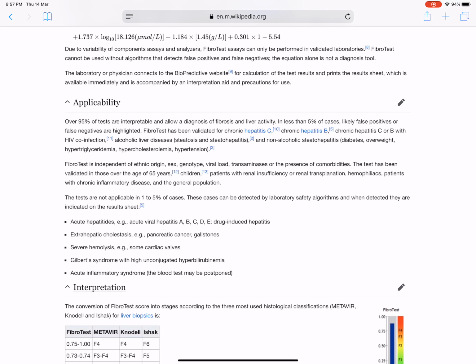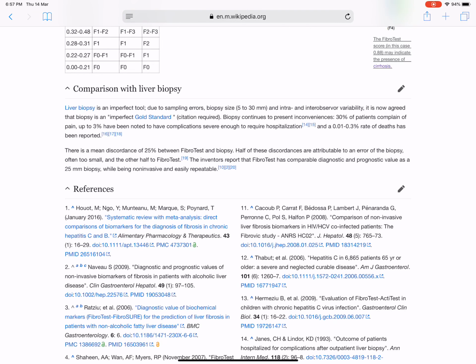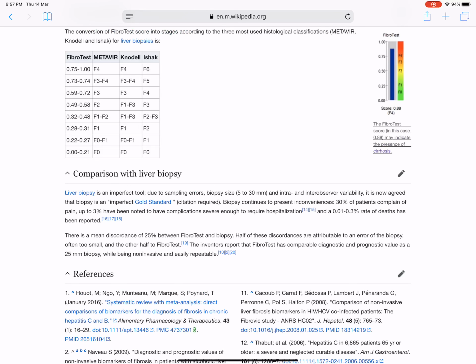Interpretation. The FibroTest score, in this case 0.88, may indicate the presence of cirrhosis. The conversion of FibroTest score into stages according to the 3 most used histological classifications, METAVIR, Knodell and Ishak, for liver biopsies is as follows: FibroTest, Metavir, Knodell, Ishak.